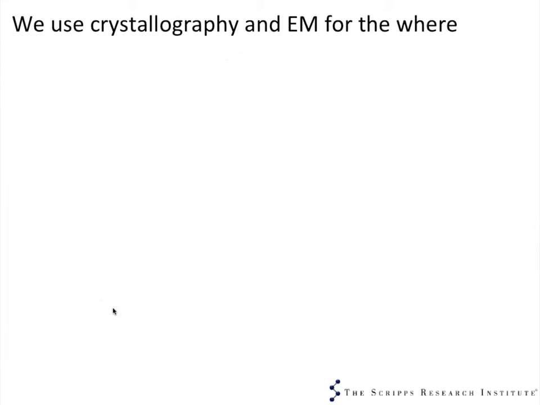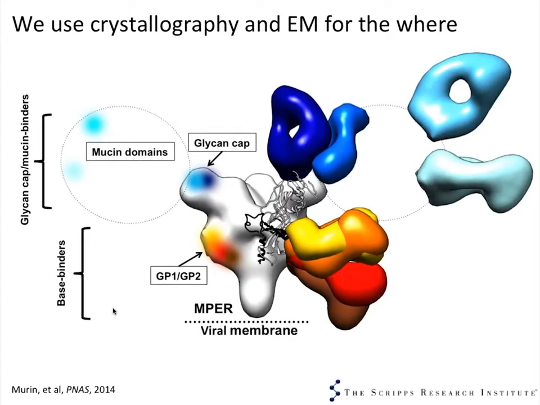So we use crystallography and EM here at Scripps for understanding where these antibodies bind. And in fact, we have several structures of GP bound to different antibodies, particularly those that bind to the mucin-like domain, the glycan cap, and those that bind the base of the GP1, GP2 subunit down here, called base binders. So the three antibodies I'll be speaking about today are 1H3, KZ52, and 13C6.